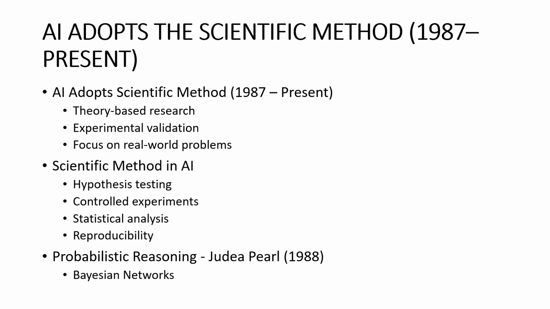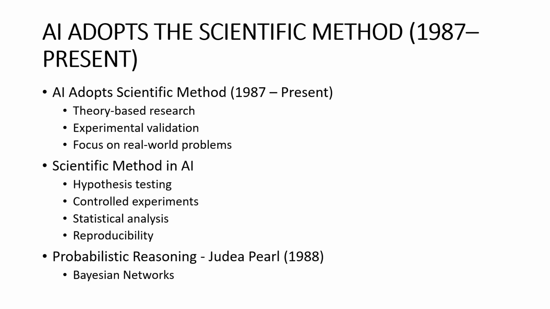Next is from 1987 onwards. AI adopts the scientific method. Earlier AI relied heavily on intuition and small toy problems. But from the late 1980s onwards, AI began to follow the scientific method. AI earlier isolated itself from other disciplines. Now it integrates ideas from statistics, optimization, control theory, information theory, and so on. Modern AI research requires rigorous experiments, statistical analysis, and reproducibility using shared data sets.